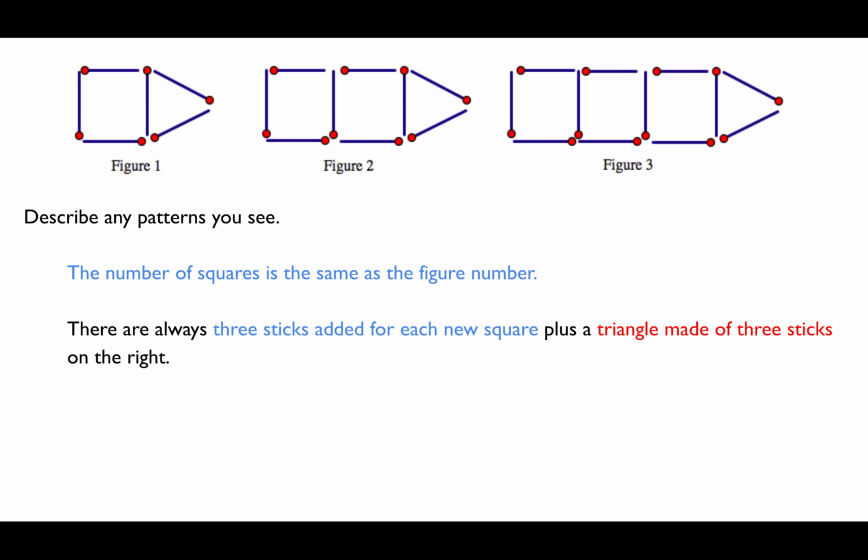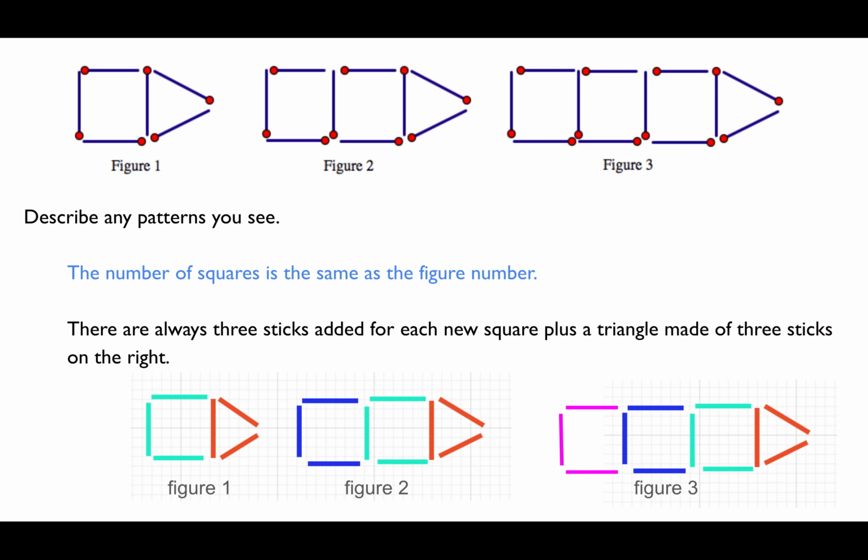I also noticed that there's always 3 sticks added for each new square, plus there was a triangle made of 3 sticks. So here's what I looked at. Like in figure 1, I noticed that there were these 3 green sticks, and then there's the triangle, which I would say is 3 red sticks. And in figure 2, I have the original 3 green sticks and my red triangle with 3 sticks, but I added 3 more blue sticks. And in figure 3, again, it looks just like figure 2, except I added 3 pink sticks.